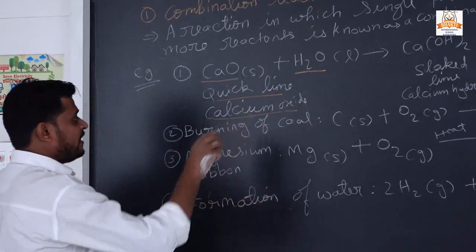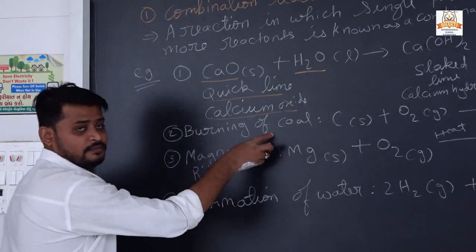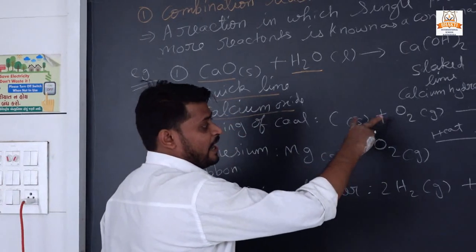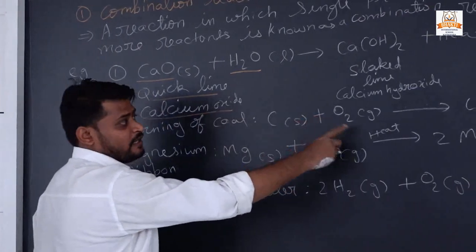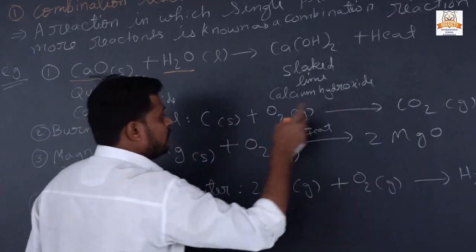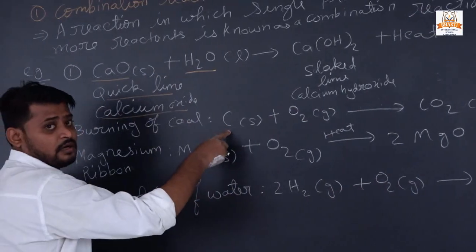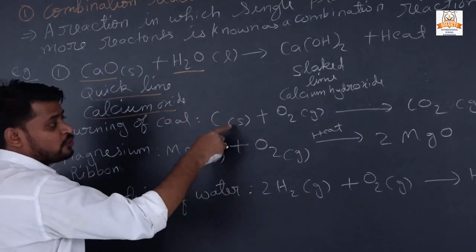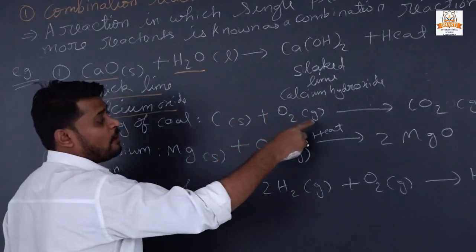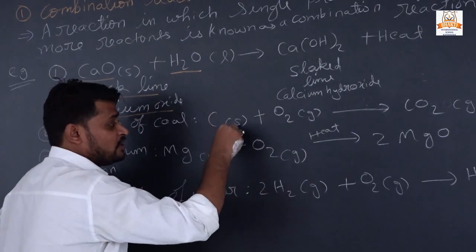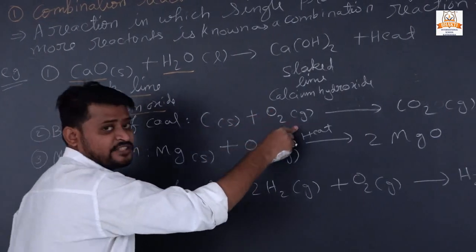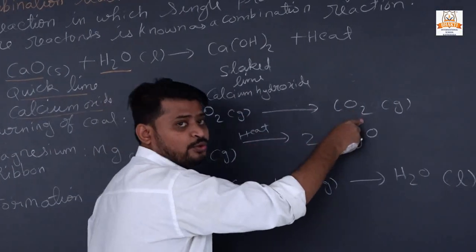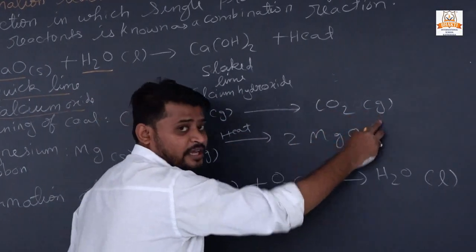Understand? Now the second example, burning of coal. In that also we are taking two reactants and the product we gain is only a single product. Here carbon reacts with oxygen, and carbon is in solid form and oxygen is in gas form. When solid carbon and gaseous oxygen react, the product we gain is CO2, which is in gaseous state.